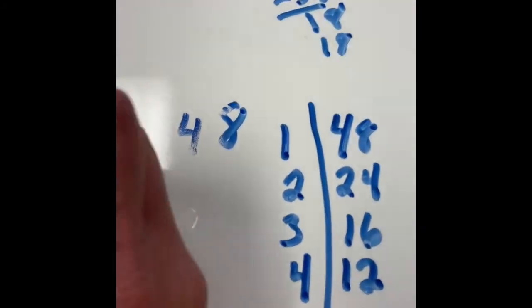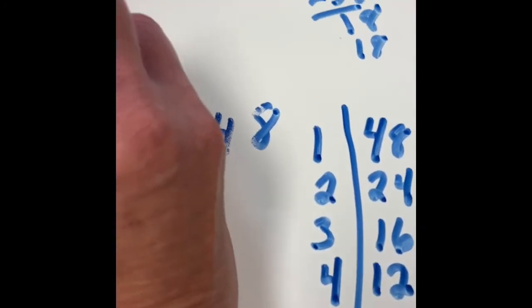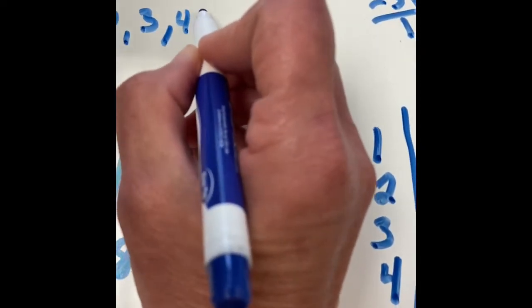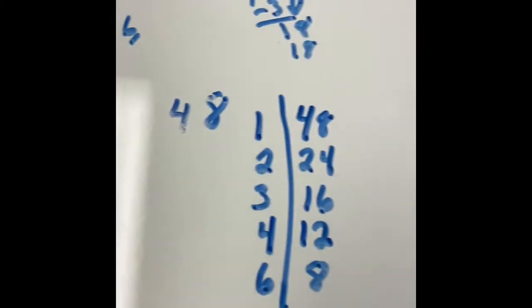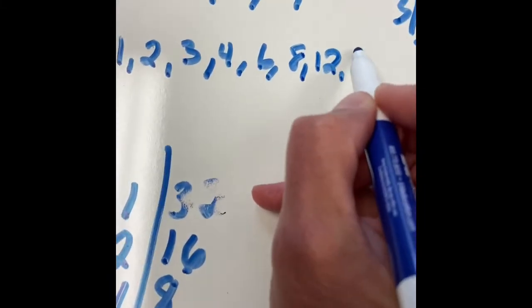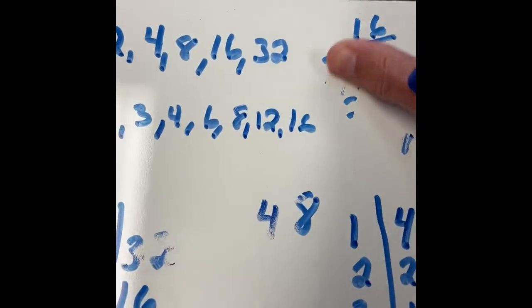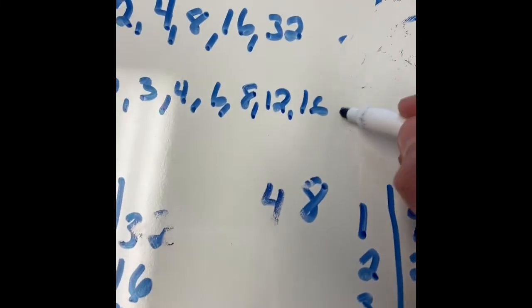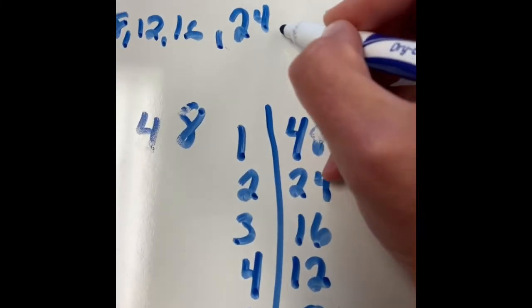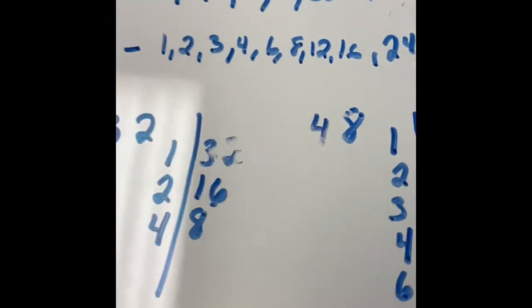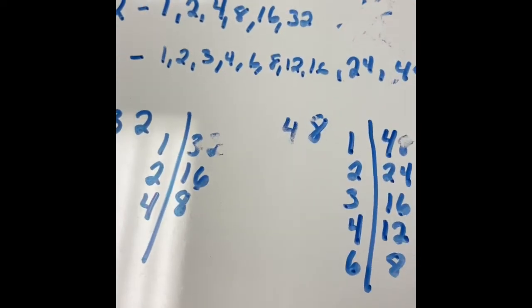Now, 48. 1, 2, 3, 4, and 6. Then we have 8, 12, 16. Let's erase this off here a little bit. 16, 24, and 48. Okay, so now let's look at it.